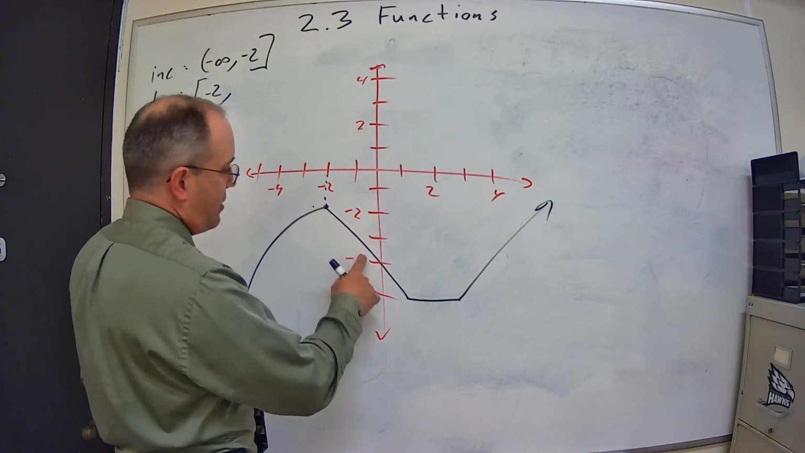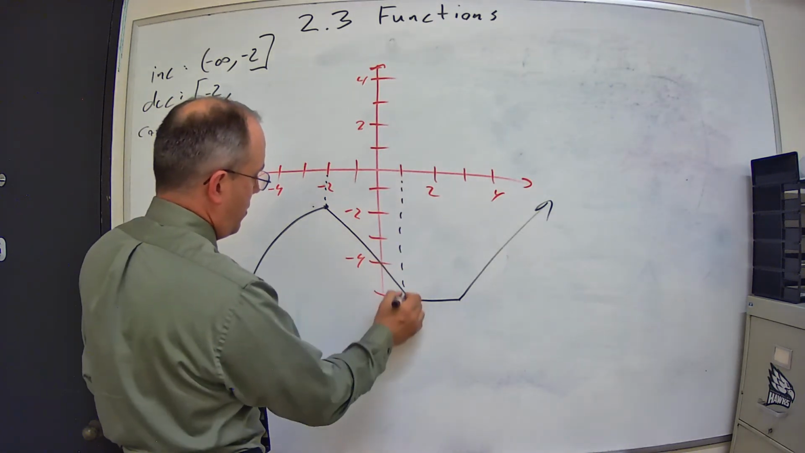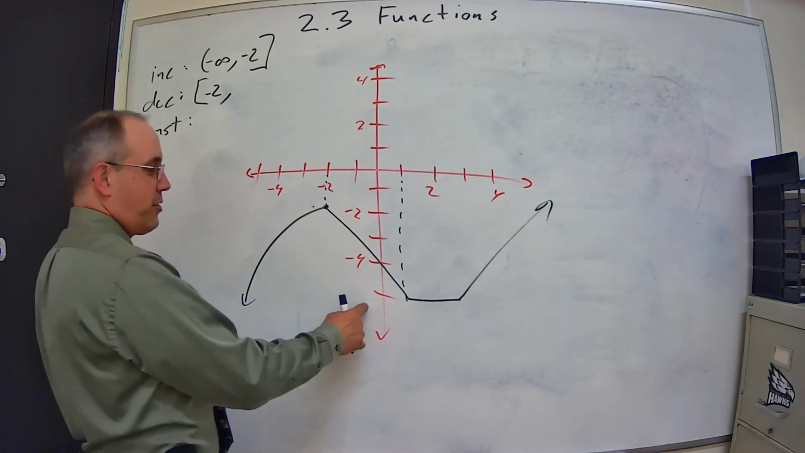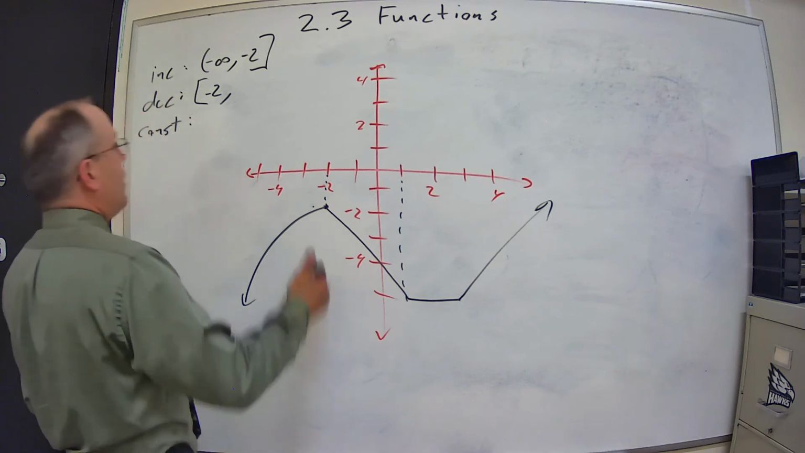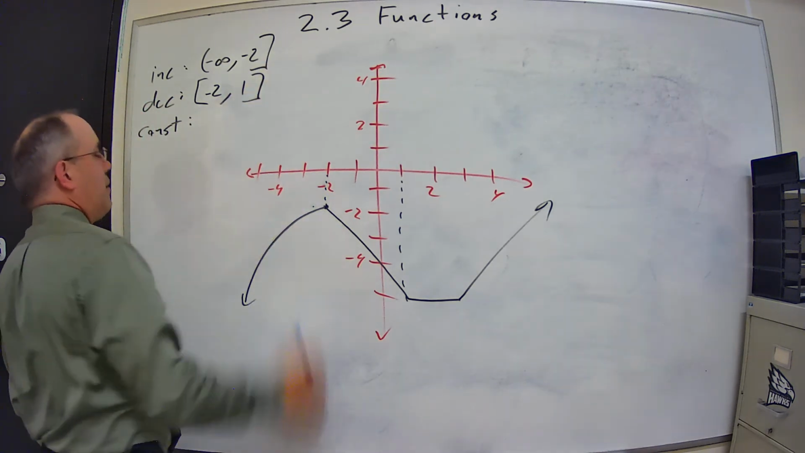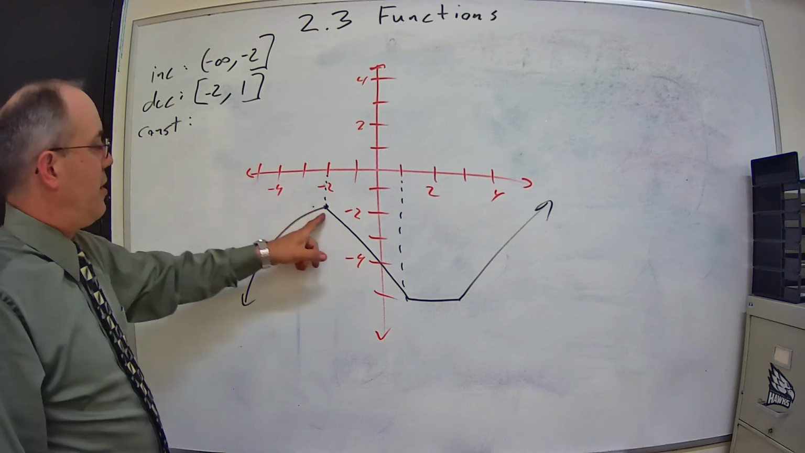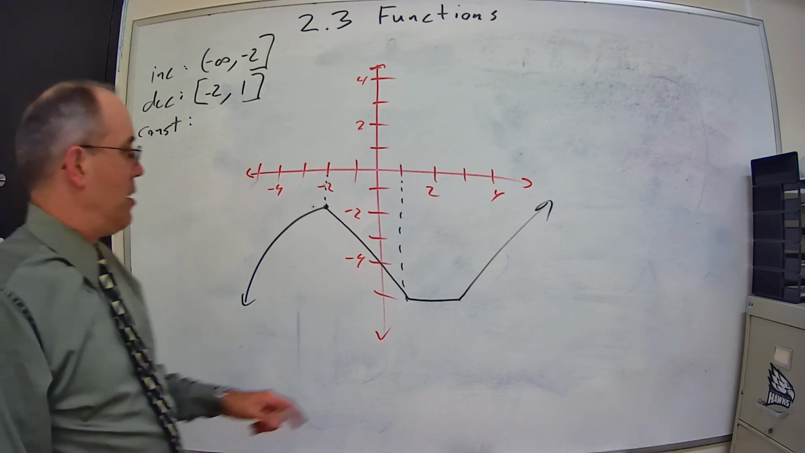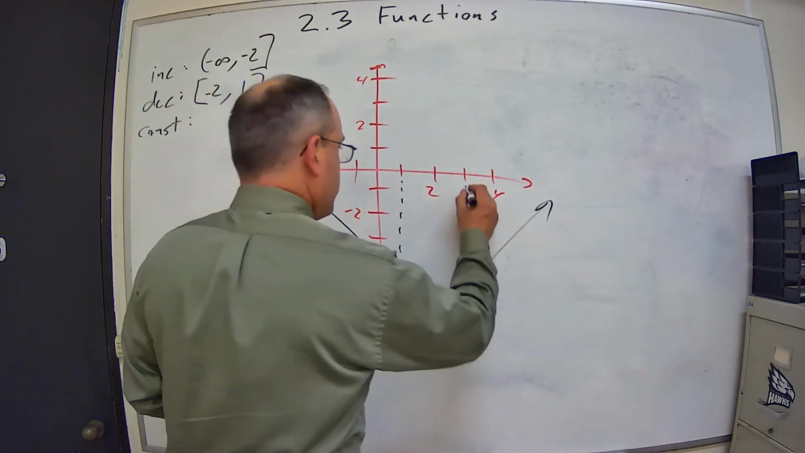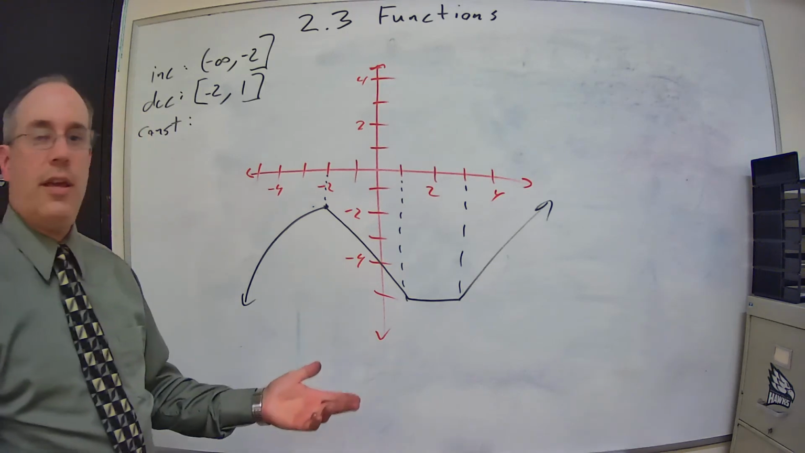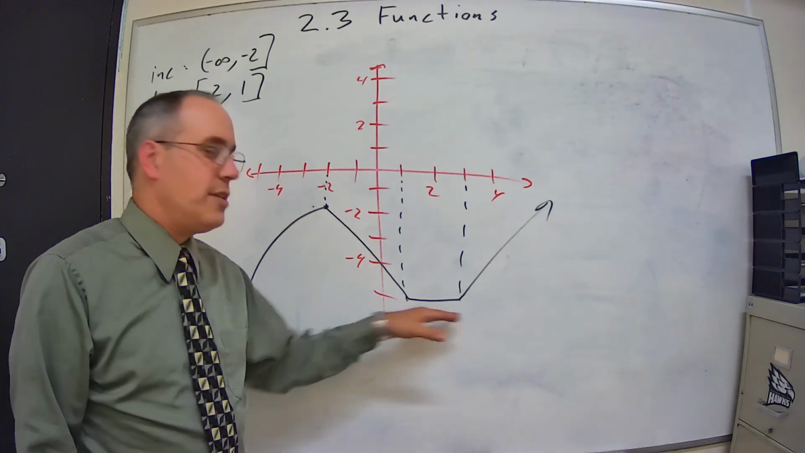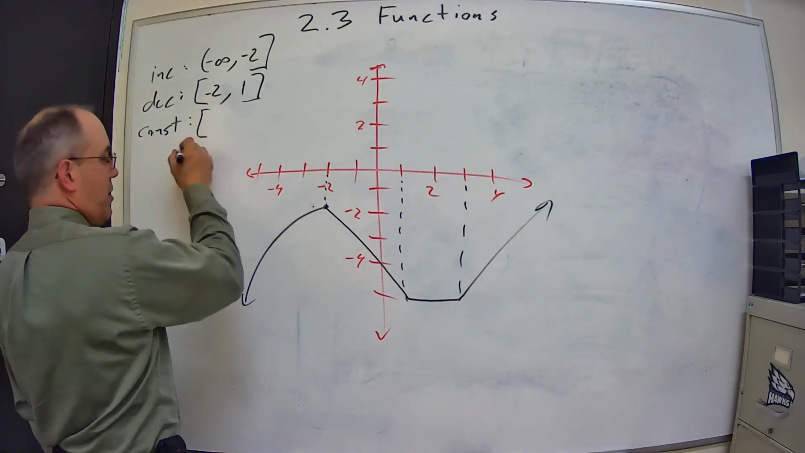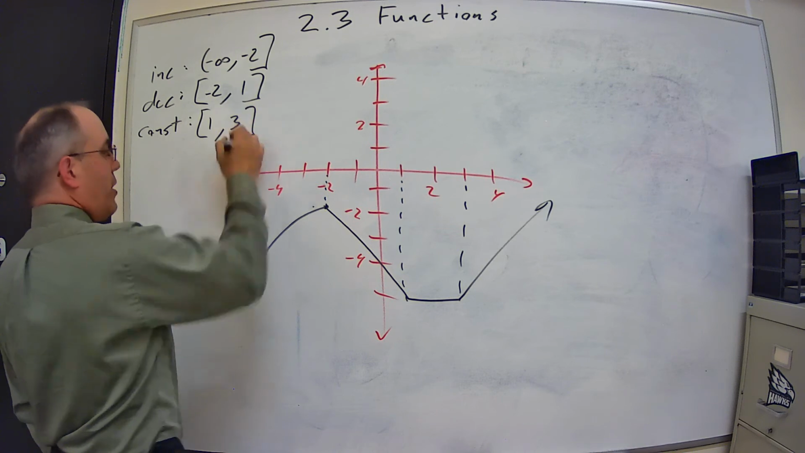As we go down, it decreases until x equal to 1. Not y equal to negative 5, that's now we're looking at x equal to 1. And it includes that, so 1. So it's decreasing from negative 2 to 1. Then from 1 until 3, it is constant. As x increases, y remains the same. So it is constant from 1 to 3.